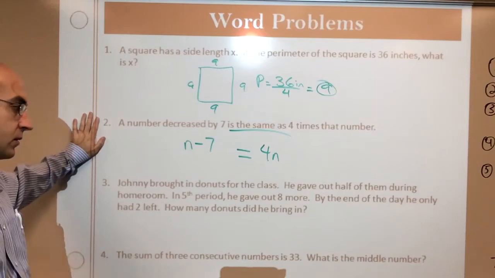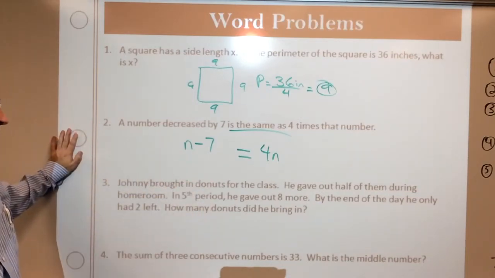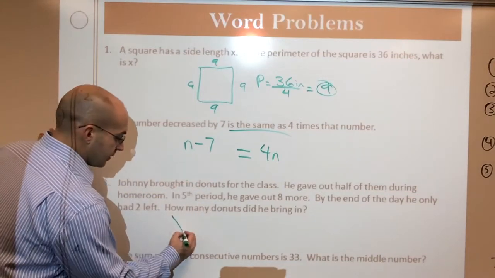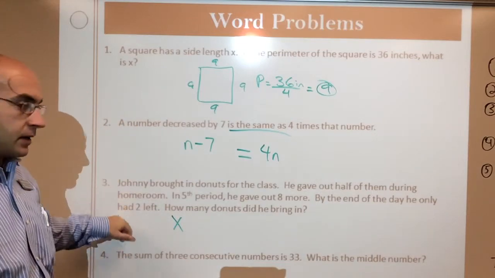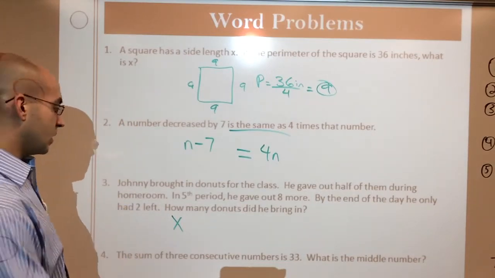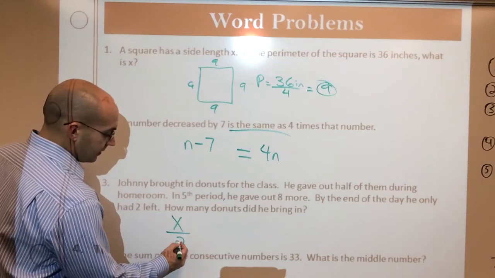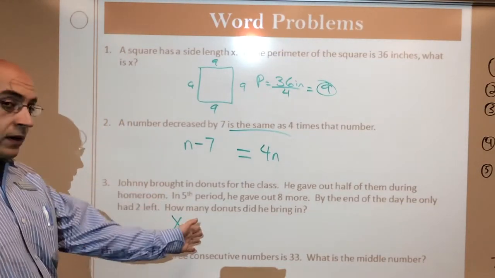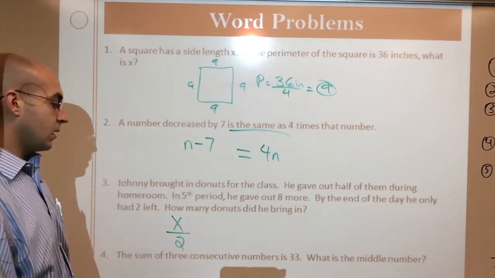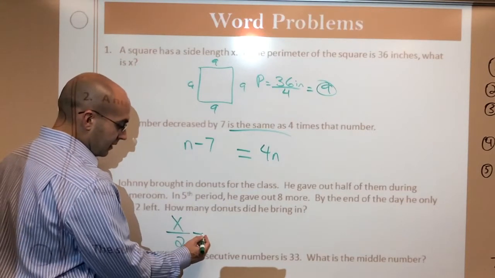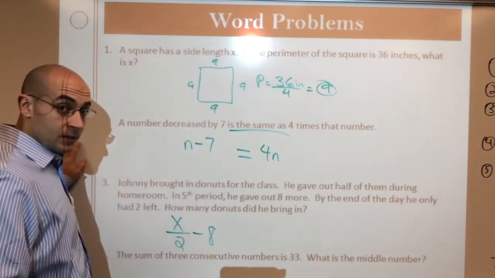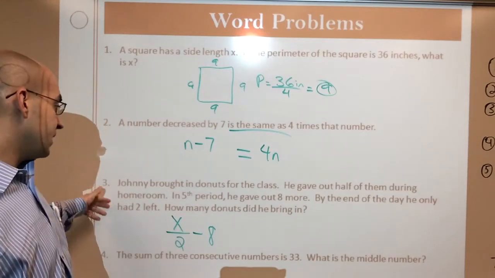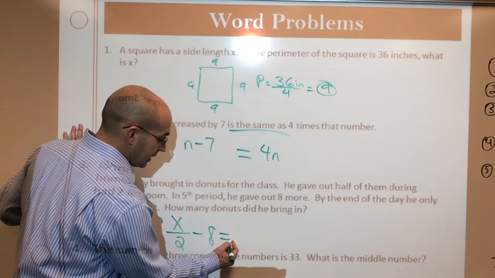All right, let's work this through from the beginning to the end. He had x amount of donuts in the beginning. We don't know that number. That's what we're trying to find out. He gave out half of them during homeroom. So if he gave out half of them, that means he had to divide by 2. Now in 5th period, later on in the day, he gave out 8 more. So if he gave away 8 more, that means he subtracted 8 from his total. And by the end of the day, he only had 2 left. So now he only had 2 remaining.